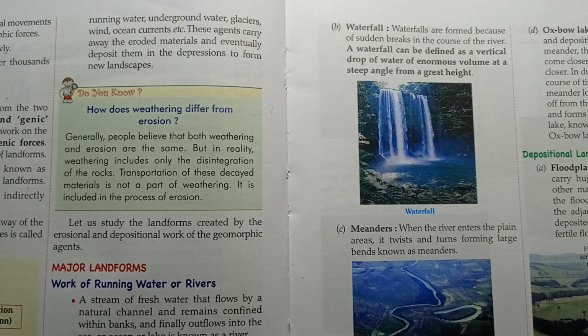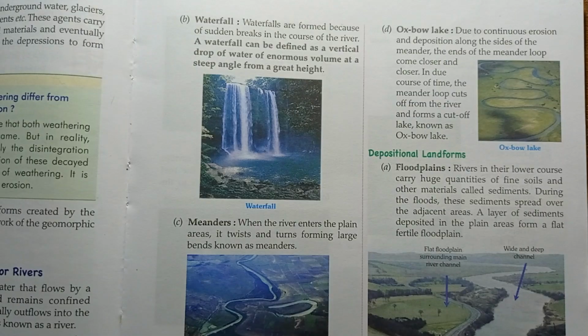Third is our meanders. When the river enters the plain areas, it twists and turns, forming large bends known as meanders. Fourth is our oxbow lake. In oxbow lake, what happens? The ends of the meander loop come closer and closer. In due course of time, the meander loop cuts off from the river and forms a cut-off lake known as oxbow lake.